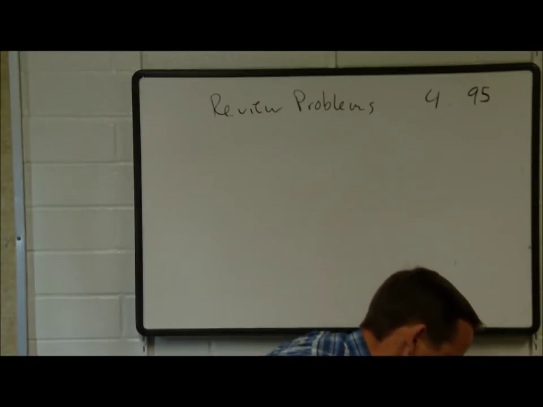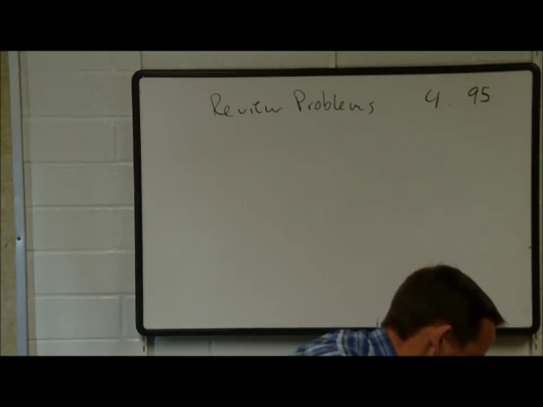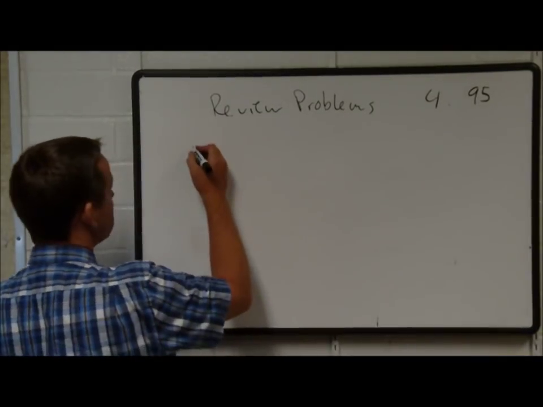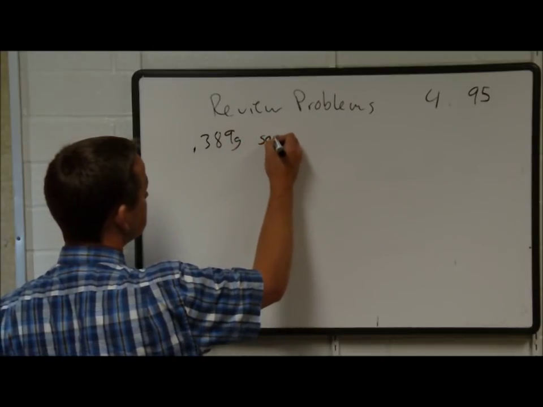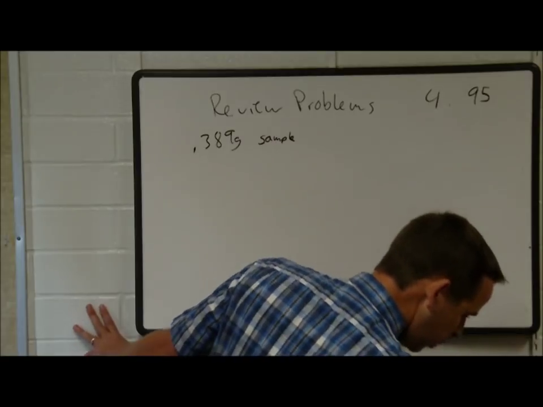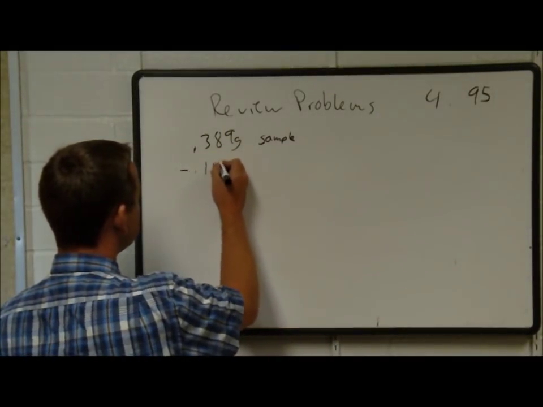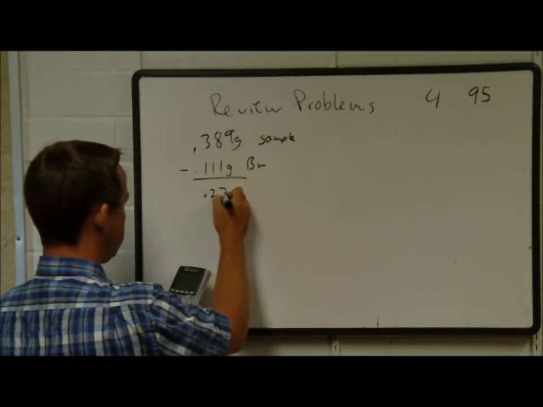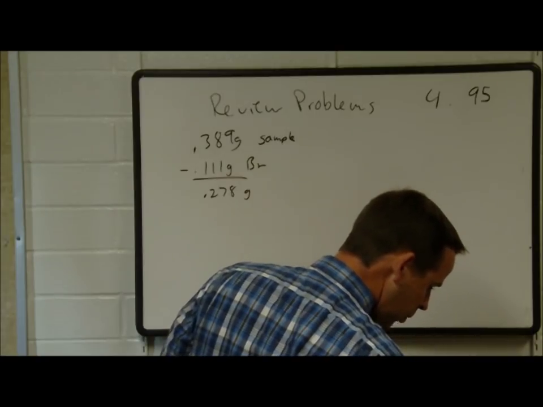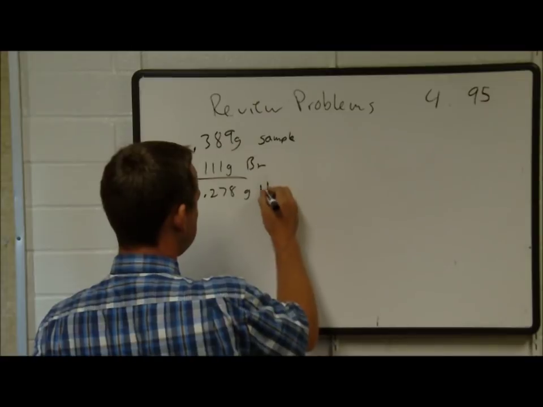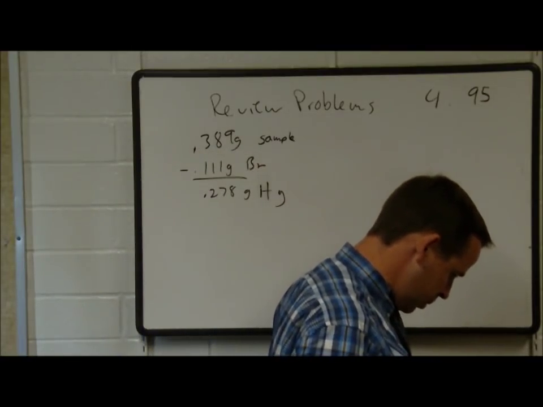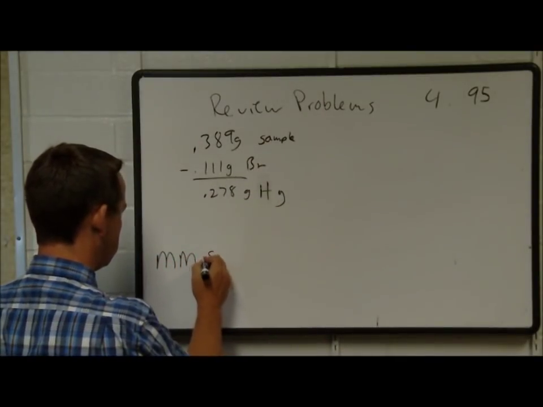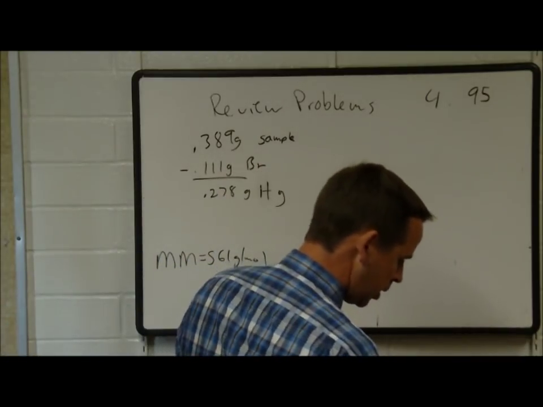A sample of a compound of mercury and bromine with a mass of 0.389 grams was found to contain 0.111 grams of bromine. Its molar mass was found to be 561. What are its empirical and molecular formulas? 0.389 grams of the sample. 0.111 grams of bromine. 0.389 minus 0.111. That's 0.278 grams of, what was the other thing? Mercury, Hg. All right. So its molar mass was 561 grams per mole.